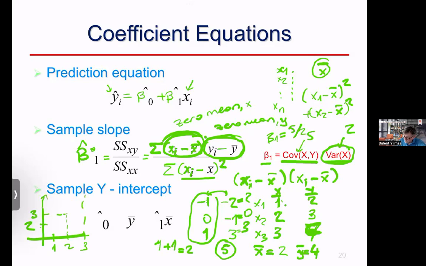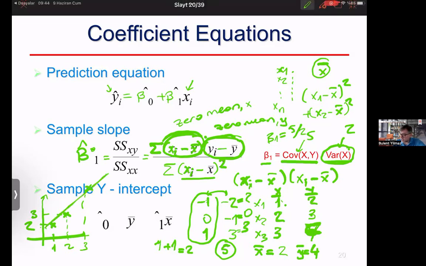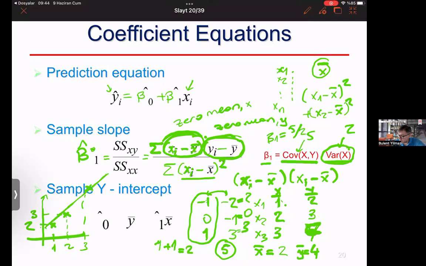And for 3, it is 7. Right? These are my data points. And then 5 over 3. So there will be a slope like this. And then it will be like that. Okay, let me change the color again to green. Okay, we will do some practices like that.